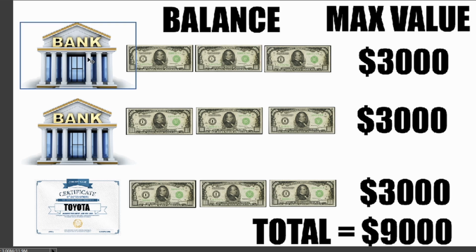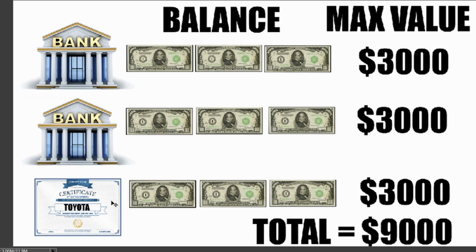So let's say you have 2 foreign bank accounts and 1 foreign brokerage account where you buy stocks and bonds and that kind of thing. And let's say at January 1st, 2020, you have $3,000 in one bank account, $3,000 in another, and $3,000 in the brokerage account for a total maximum value of $9,000. In this case, you do not have to file yet, as long as the maximum value of all of these accounts does not go above $10,000 within the calendar year.